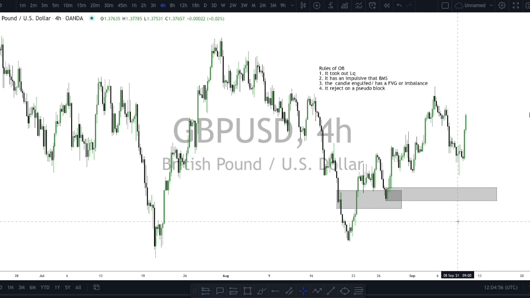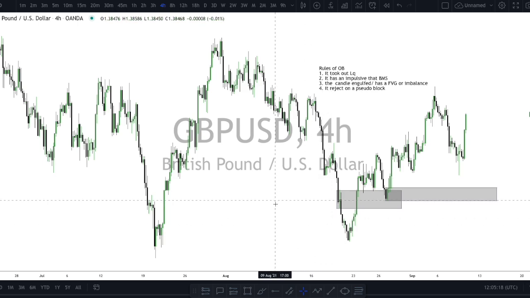So I've explained what a bullish order block is. I said it is the last down candle, the last bearish candle before the upward movement, and that upward movement or the impulsive move must break market structure. So that candle can now engulf and also reject on another order block, just like the 4 rules I've stated here. All right, so what is a bearish order block?